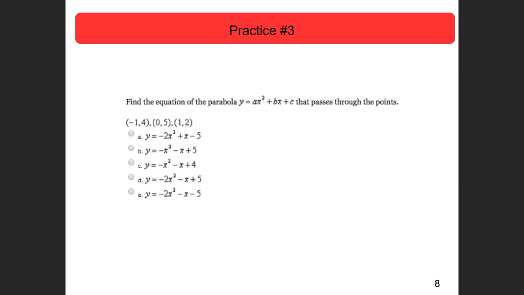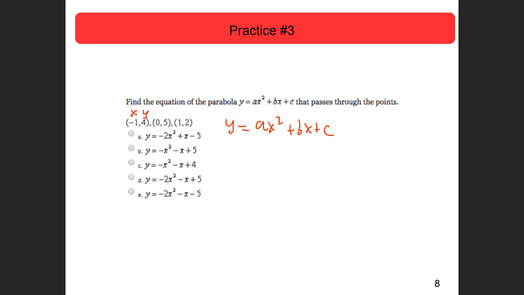But what we have to do is write out the three equations first, and then solve the system of equations. So how do we write out the equations first? Well, we know that the equation for a parabola is y is equal to ax squared plus bx plus c. And in this problem, they give us 3 points.